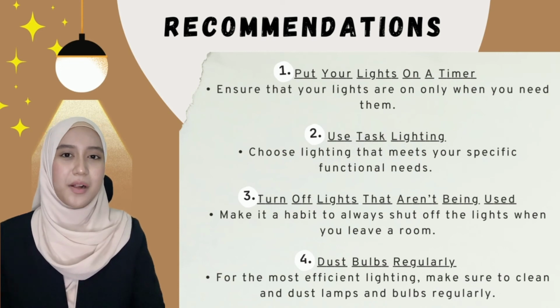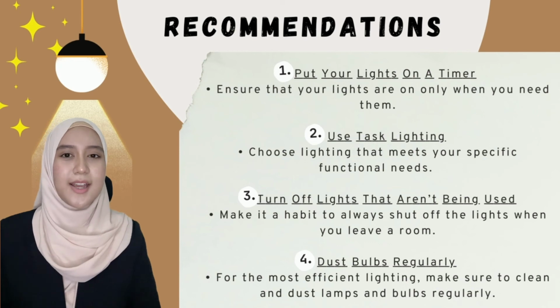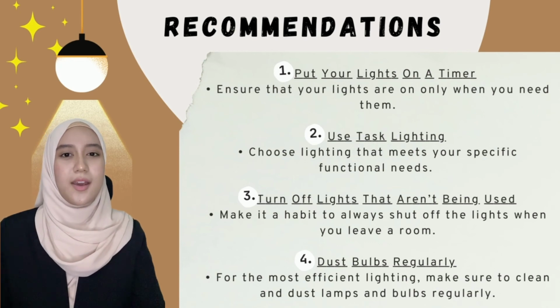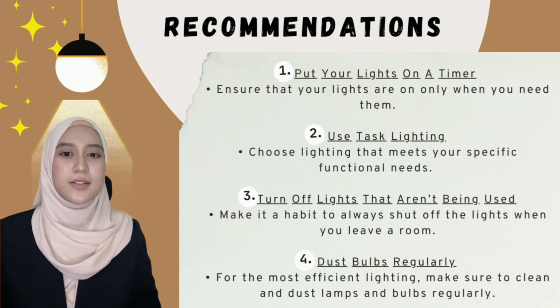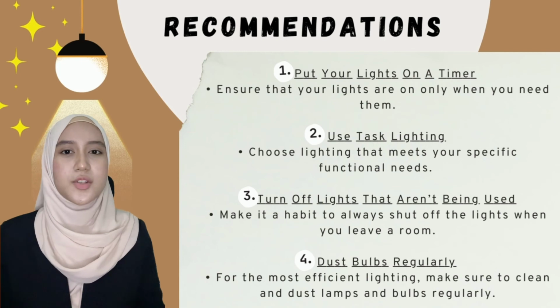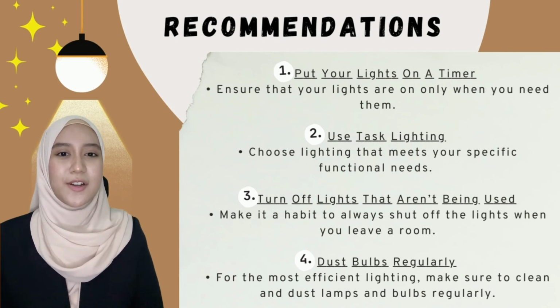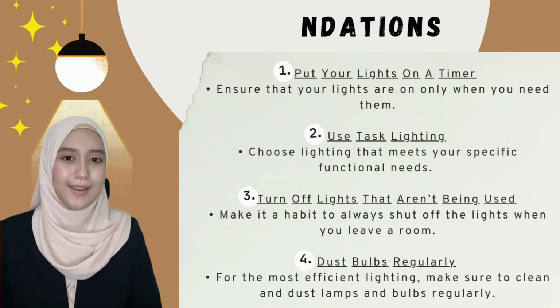Lastly, dust bulbs regularly. Dust built up on lamps and light bulbs can keep light from shining through. Aging light bulbs along with dust and dirt buildup can reduce the total illumination by 50%. For the most efficient lighting, make sure you clean and dust lamps and bulbs regularly.